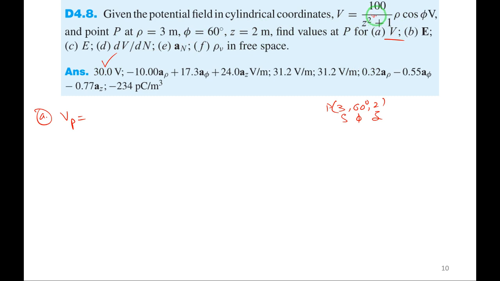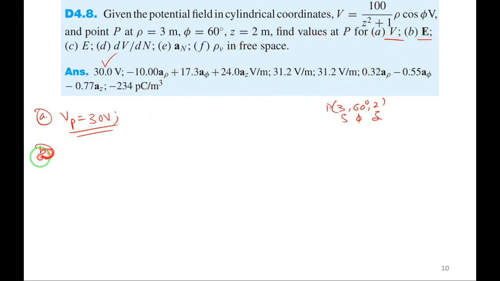Let me check it. 100 into rho is how much? Oh, 3. Sorry. 100 into 3. I have taken 9 in the calculator. 100 into 3 cos of 60 degrees, right, divided by 5. So I am getting 30, same as this, right, 30 volts. Or else you substitute and write it. Directly I have done. I hope you got it. So 30 volts. Then part B, find E vector.